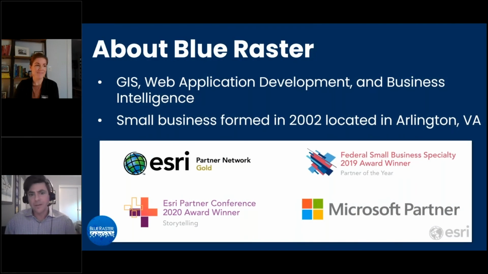So a little bit about us. We're a GIS, a web application, a business intelligence consulting company. We've been in business for about 20 years, and we're located in Arlington, Virginia, right outside of DC, and just a few blocks away from the Esri R&D Center. We are a gold partner with Esri. We've been fortunate enough to win several awards, and we're also a Microsoft partner as well.